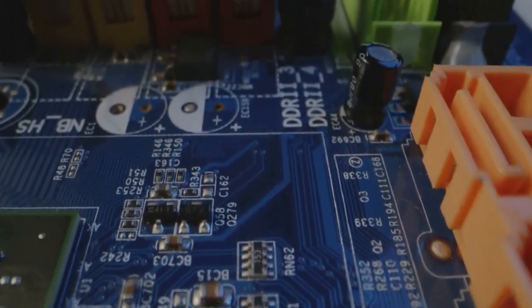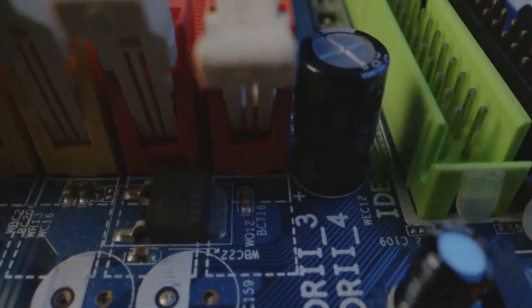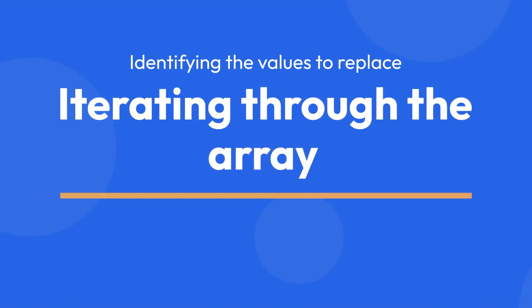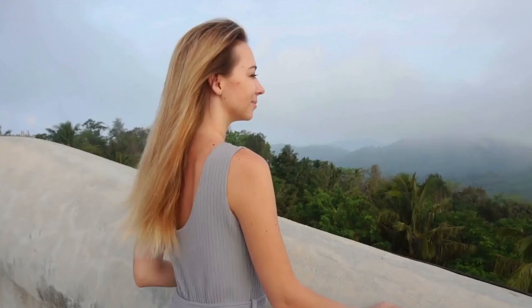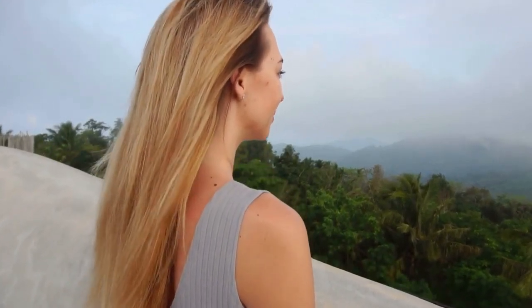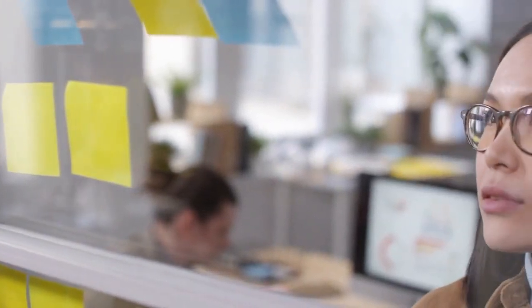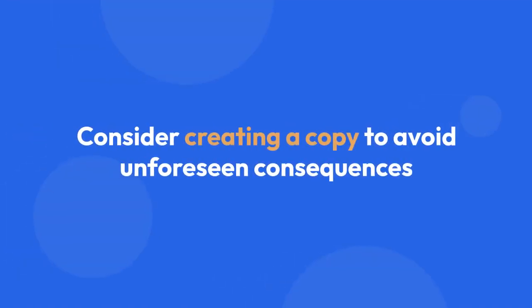In summary, substituting specific values in an array involves identifying the values to replace, iterating through the array or using built-in array functions, and then either directly modifying the array elements or creating a new array with the substitutions. Choosing the best approach depends on the specific programming language you're using, the complexity of your substitutions, and whether you need to preserve the original array. Remember to consider creating a copy to avoid unforeseen consequences.